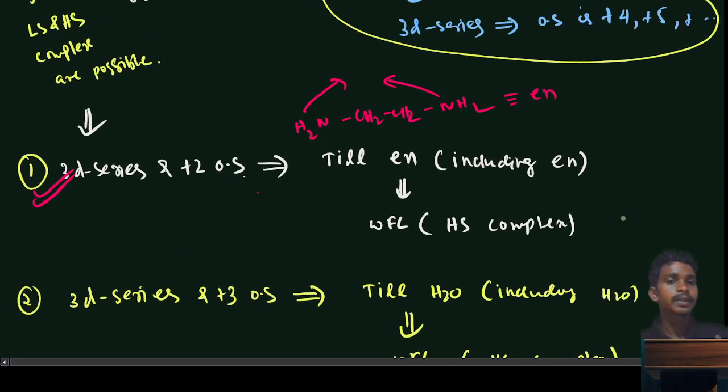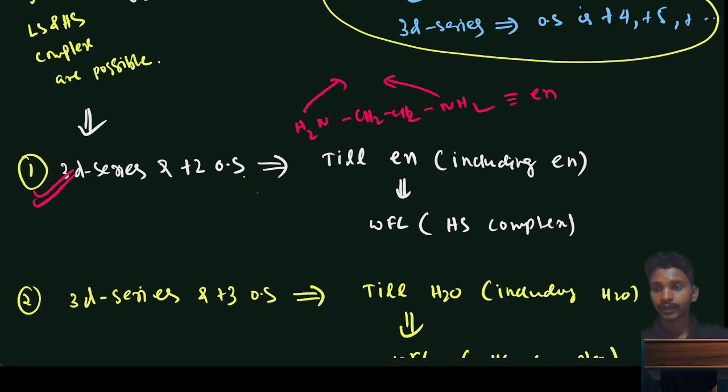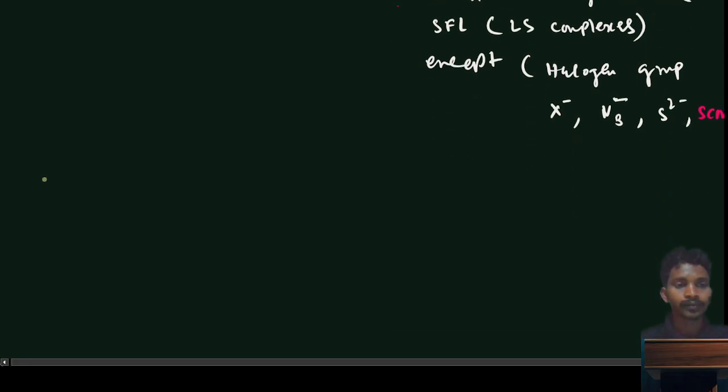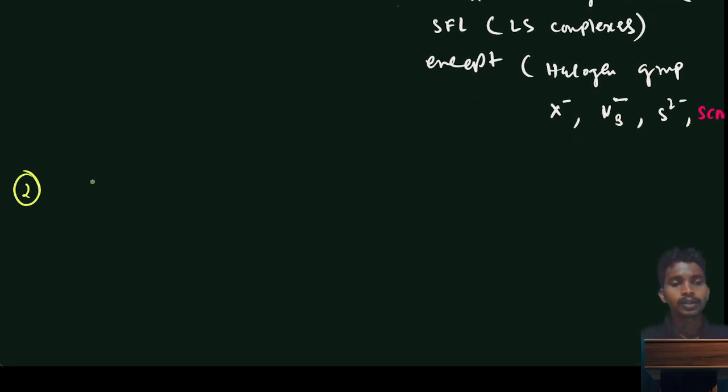So this is what the high spin and low spin concept says, where we will do high spin and where we will do low spin complexes. And the next concept is important, that is the concept of labile and inert.